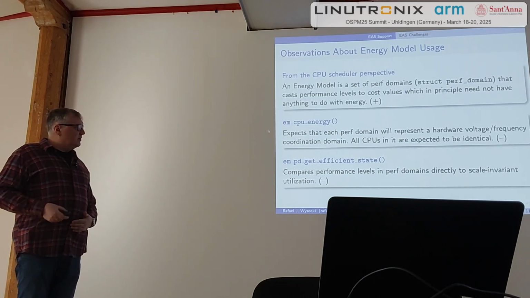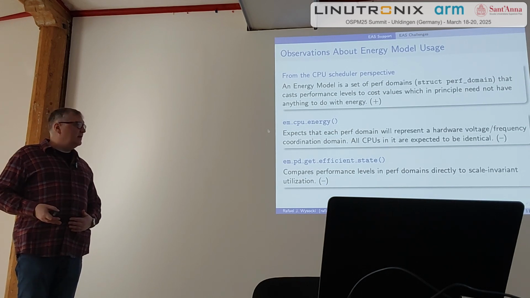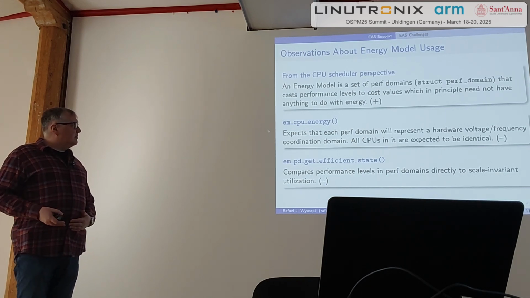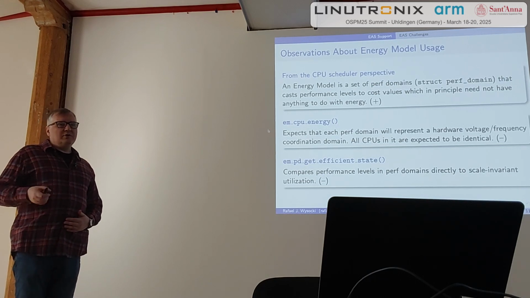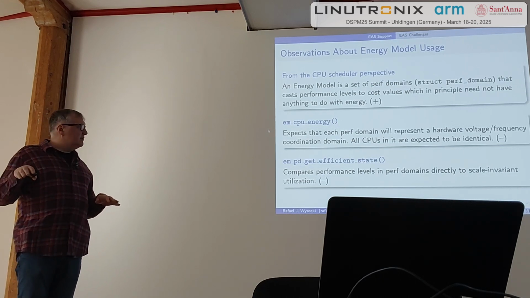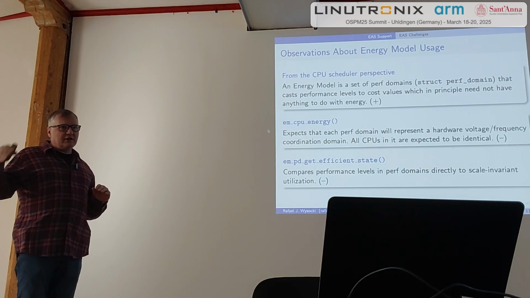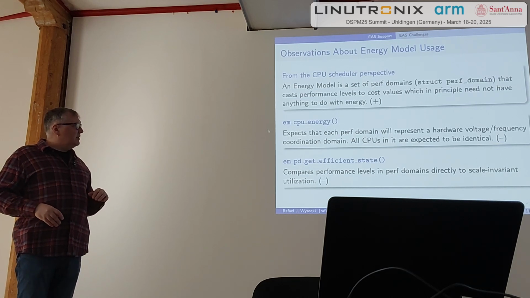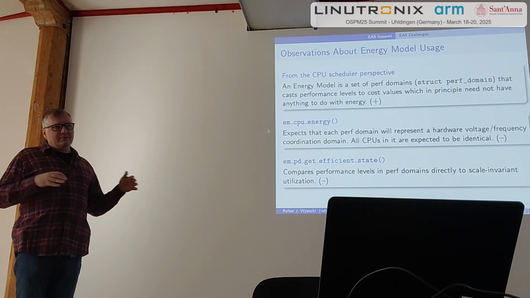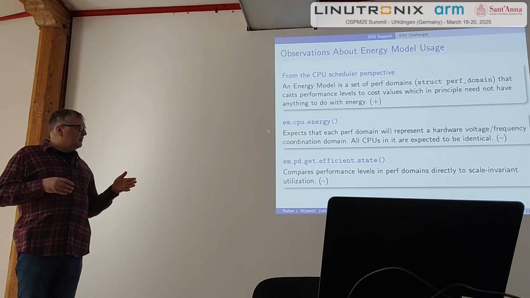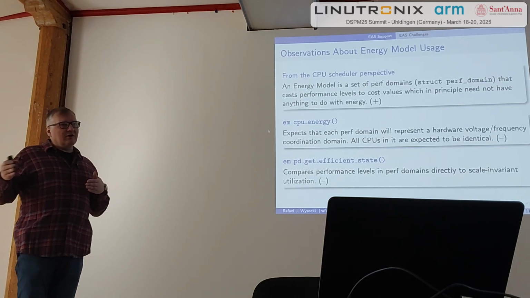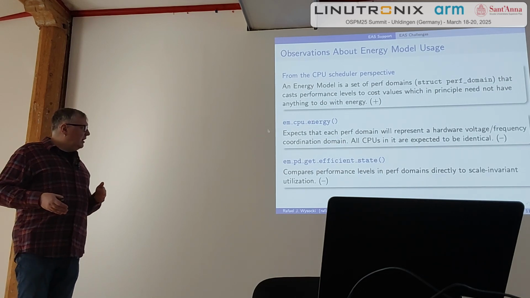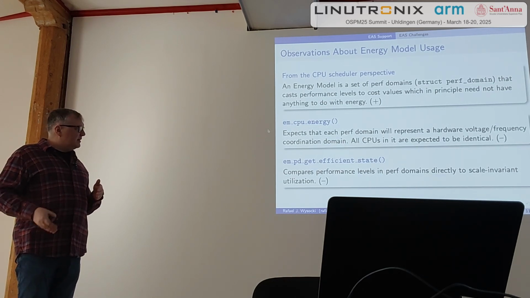However, whatever you do, each perf domain that you define in the energy model is regarded as a voltage frequency coordination domain today. So the assumption is that if you change the frequency of one CPU in this domain, it will also change for all of the CPUs in it, and the same for voltage. So the energy can be computed as the sum of the utilization times the cost for this. That's why all CPUs are expected to be identical.